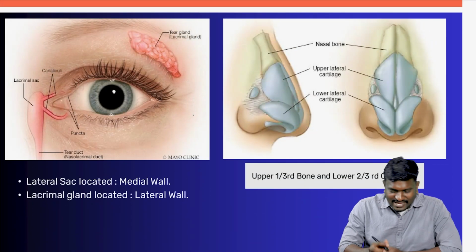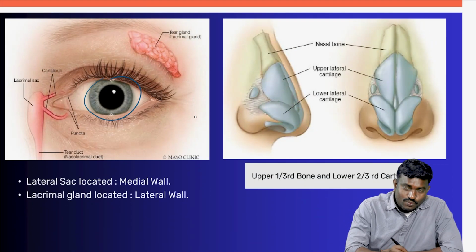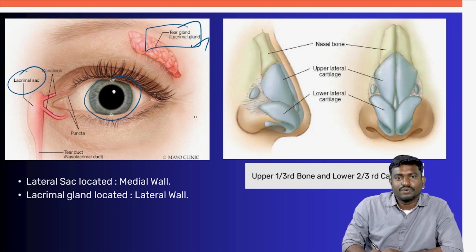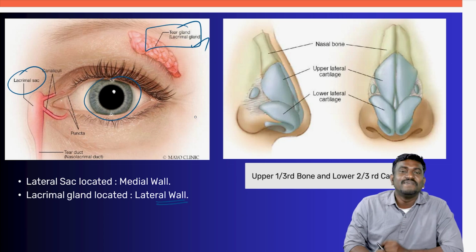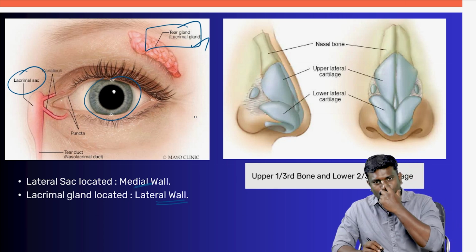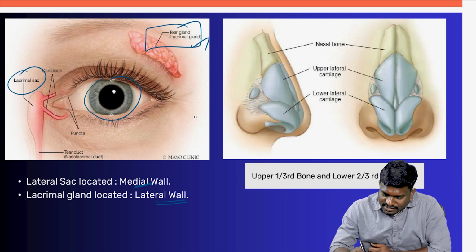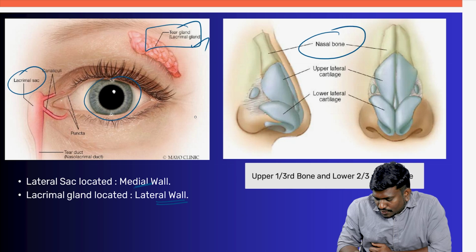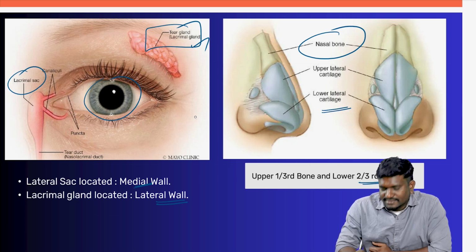Look at the beautiful eye here, but you're going to concentrate on what? The lacrimal sac and the lacrimal gland. Remember, the lacrimal gland is going to be located towards the lateral wall, and the sac is going to be located between the medial wall. Yes, the nose. Remember, the nose upper part is made up of what? 1/3 is made up of bones, and lower 2/3 is by cartilages.